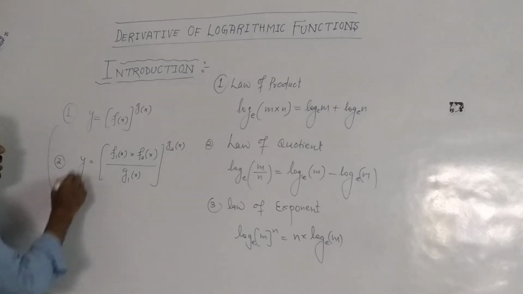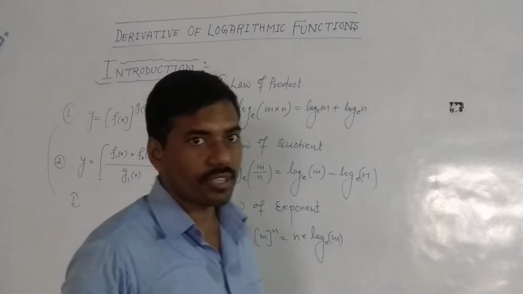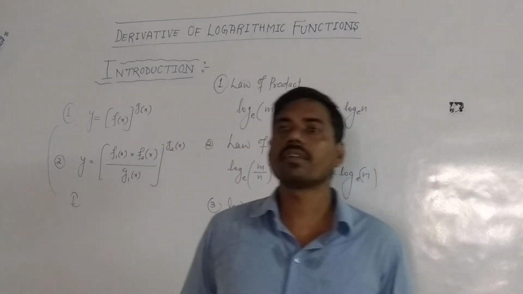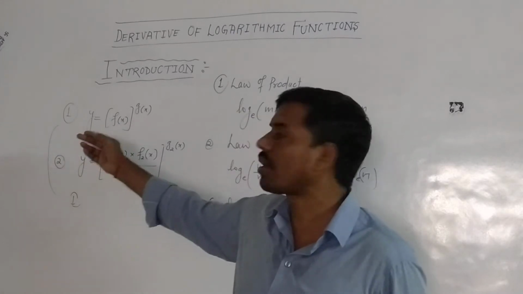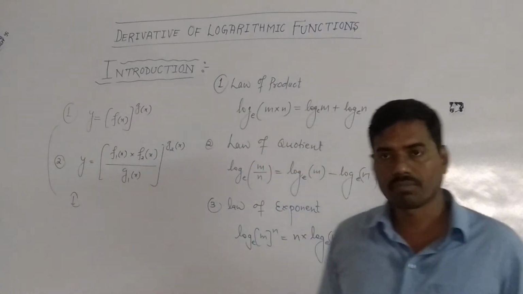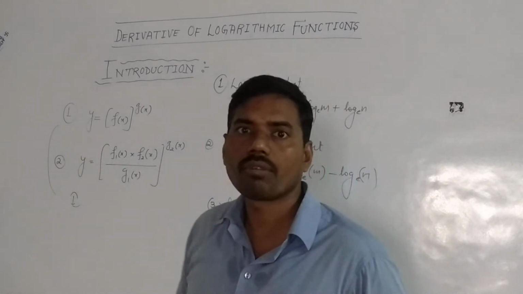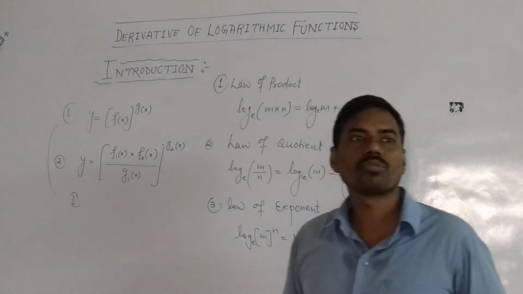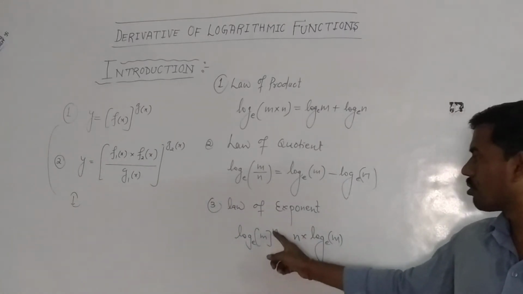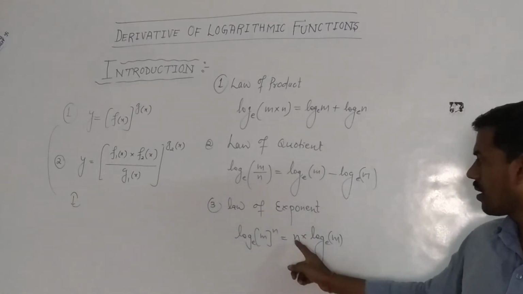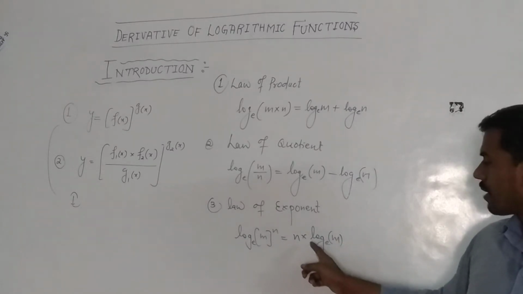In the first one, y is equal to f of x to the power g of x, and we know that this one is an exponential function, means the base is f of x and power is g of x. If we have to apply the law of logarithm, then we have to see the law of exponent, which is log of m to the power n, and this is equal to log of m to the base e multiplied by n.